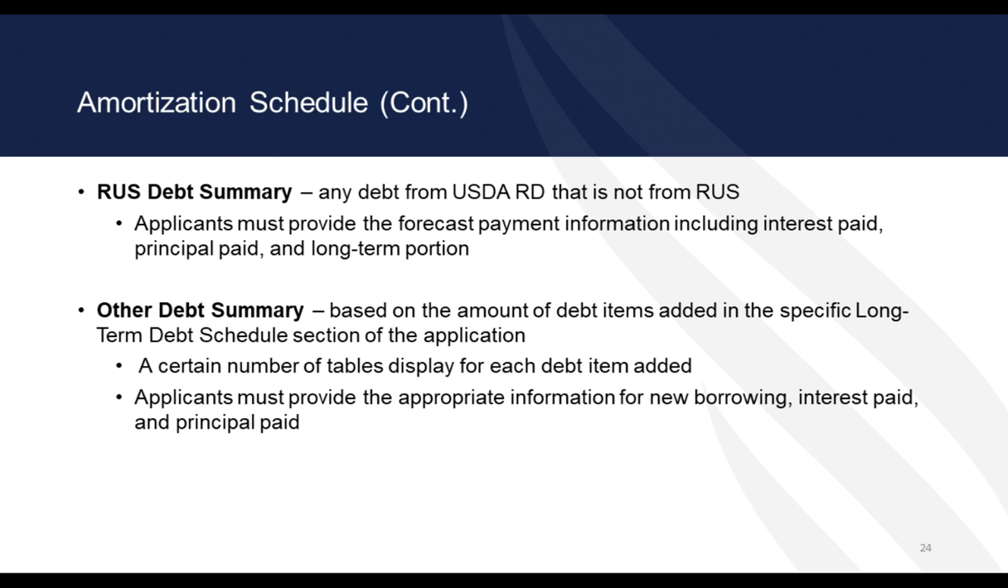Please also note that for the second round of funding, the application no longer amortizes UPLF debt as it did during the first round. New borrowings, interest, and principal on an annual basis for UPLF debt that occurs in the bridge year and 5-year forecast period must be provided by applicants in the appropriate funded debt summary table.